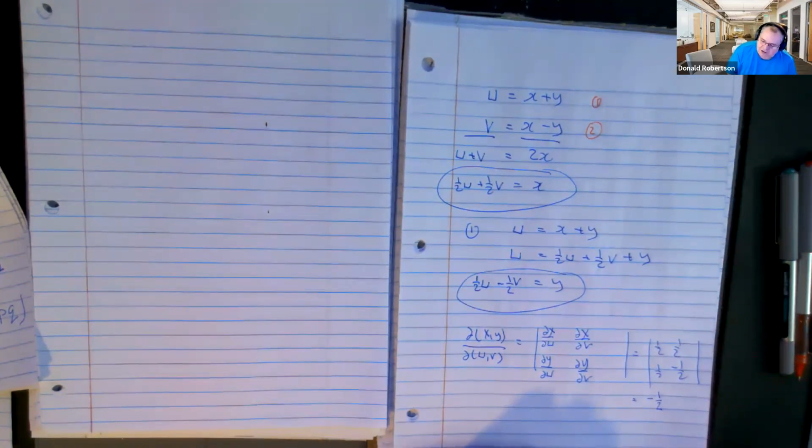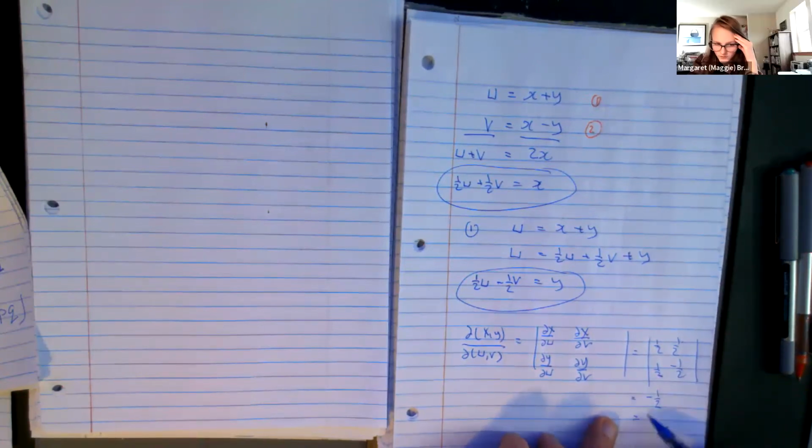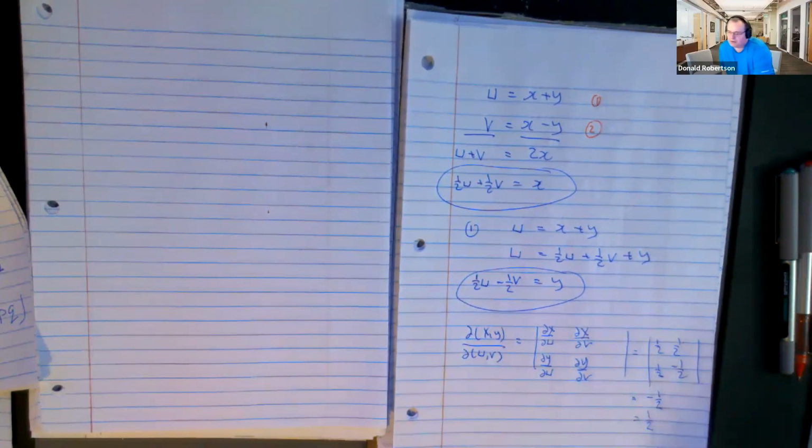Now, what did I say about a Jacobian that is important in this question? The answer is not negative a half. You want to take the absolute value of it. Right. Now, when it's an expression, that's not really an issue, but when it's a number, it might be.